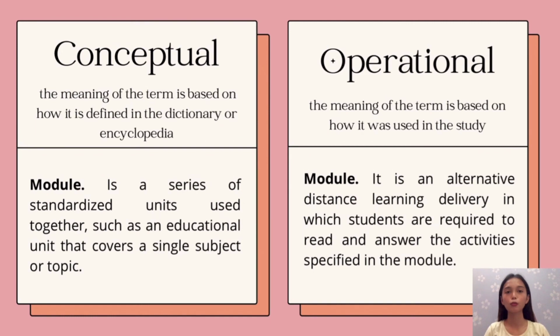The last example is the word module. The conceptual definition is it is a series of standardized units used together, such as an educational unit that covers a single subject or topic. But when you are using the keyword module in your study, you have to include this in the definition of terms section as an alternative distance learning delivery in which students are required to read and answer the activities specified in the module. Also, you have to remember that it is necessary to acknowledge or cite sources from where you borrow your definitions. So much for that.